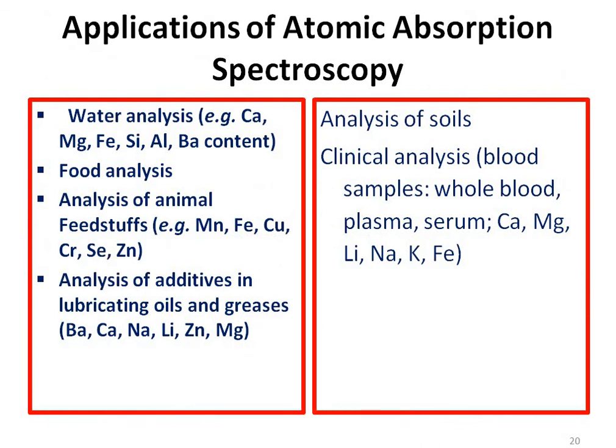Now the applications of atomic absorption spectroscopy. The first important application is that it is used for water analysis. The second, it is used for food analysis. It is also used in the analysis of animal feed stuff, in the analysis of additives in lubricating oils and greases, in the analysis of soil, and also for clinical analysis of blood samples, whole blood, plasma, serum, etc.